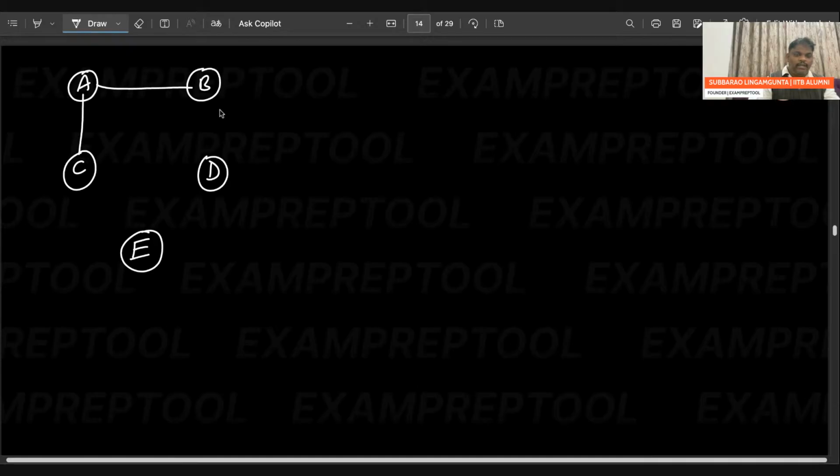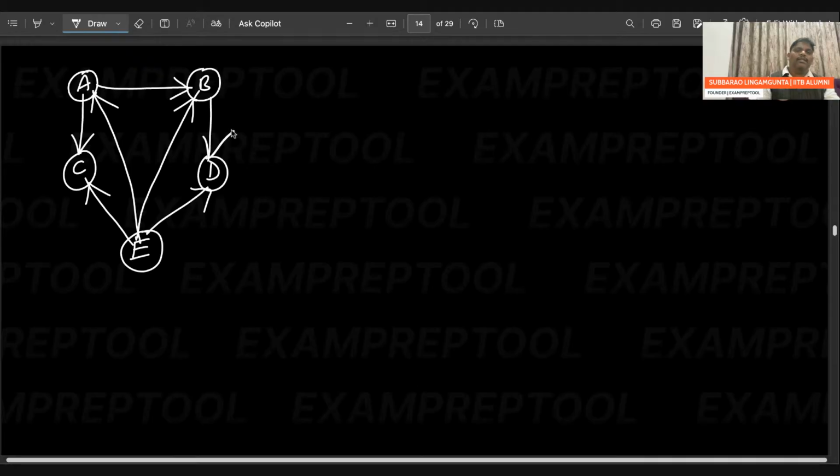Understand this, this problem is also interesting. A, B, C, D. Now see this one. I am keeping directions. If in a graph you keep directions, it is going to be a directed graph. No directions, undirected graph. Directions are there, directed graph. Try to understand, this is a directed graph.